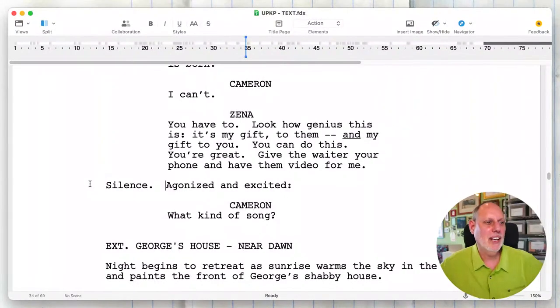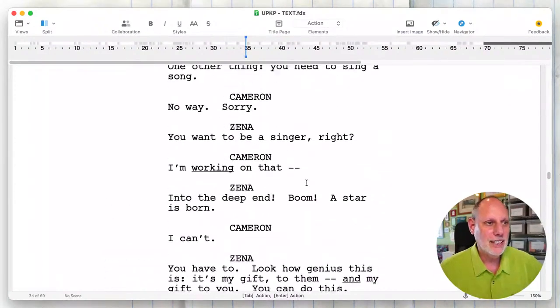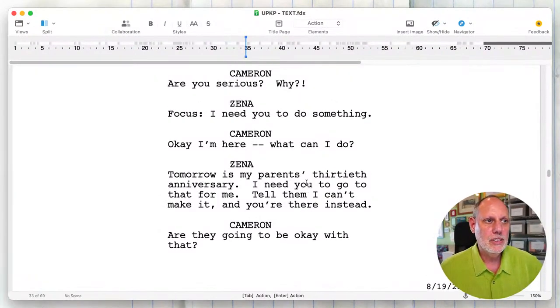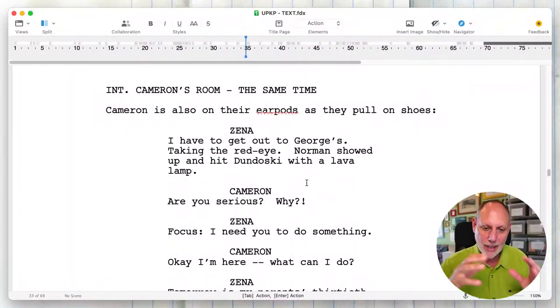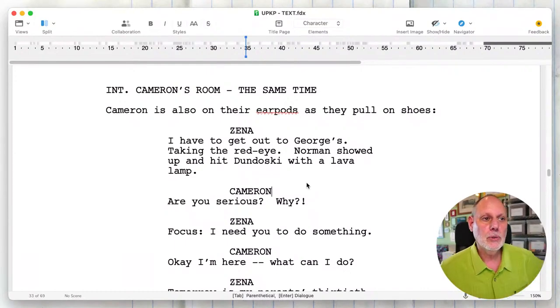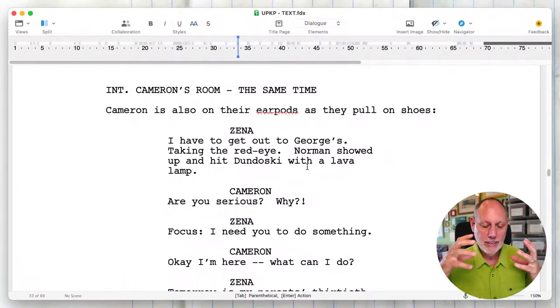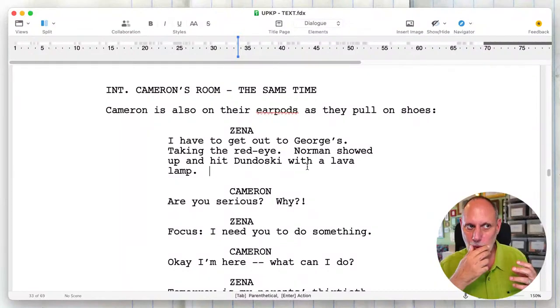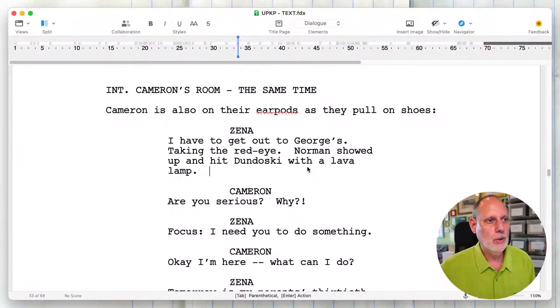There we go. Okay, yeah, because I want camera. This is a key thing. When you're writing a scene, you want to end it with something that tells the audience this is done, this is over. So the point is, we've got this scene where Xena is on her way out and she's throwing instructions at Cameron.